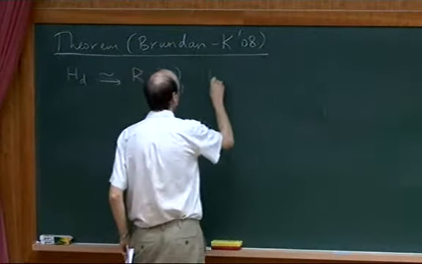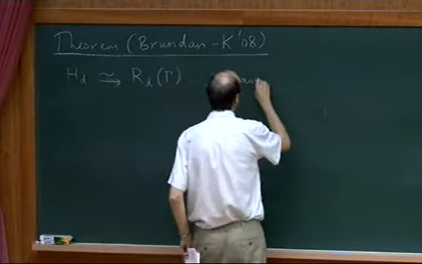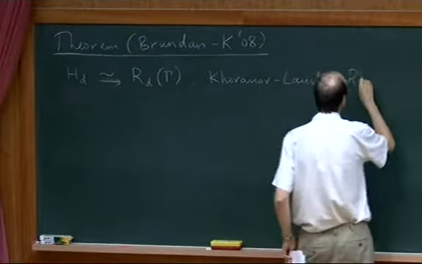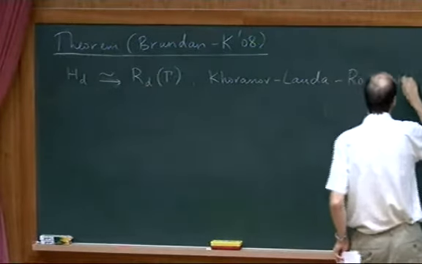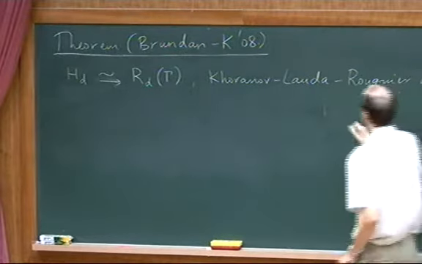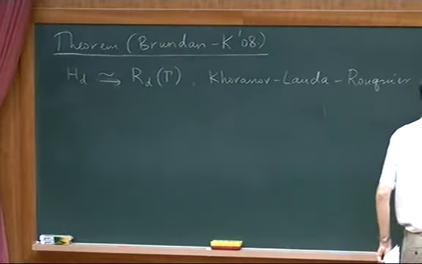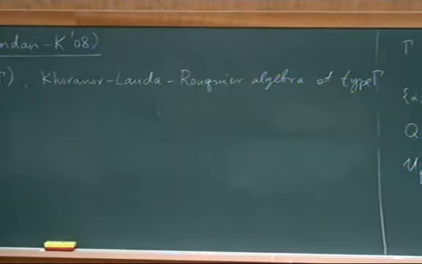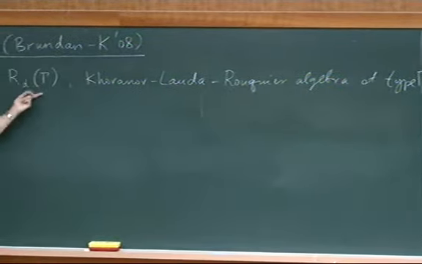So this is the Khovanov-Lauda-Rouquier algebra of type gamma. So this is an algebra which is given abstractly by generators and relations.